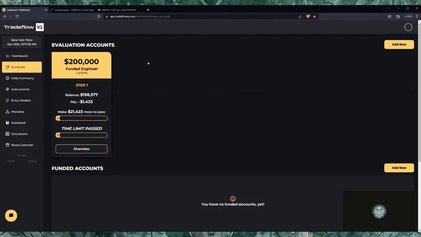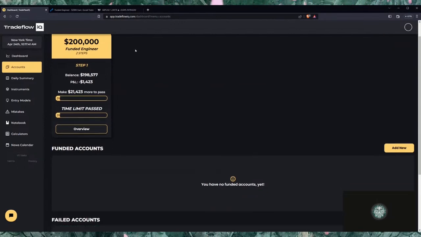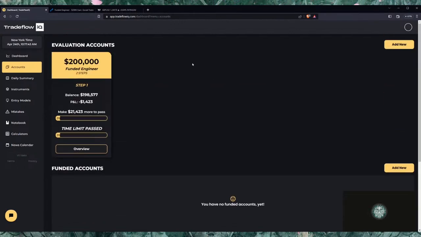There are a lot of features I like because it's geared towards funded accounts. I'm going to walk you through how to add an account, what features it provides, and then I'll get into how I'm doing on the funded engineer account. For practice, I'll walk you through how to add an account, using some of the standard parameters from FTMO, one of the well-known firms.